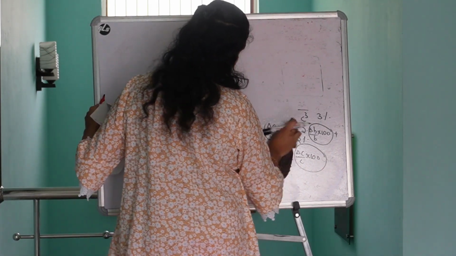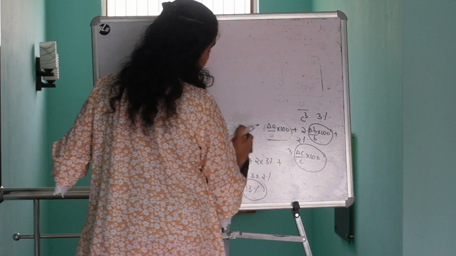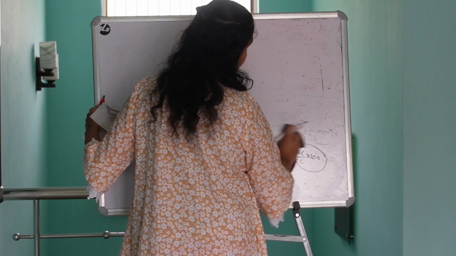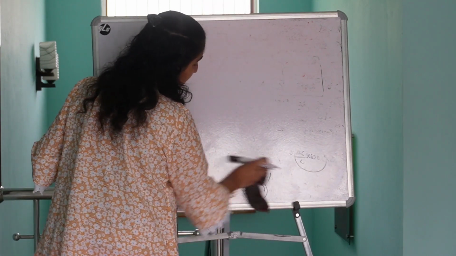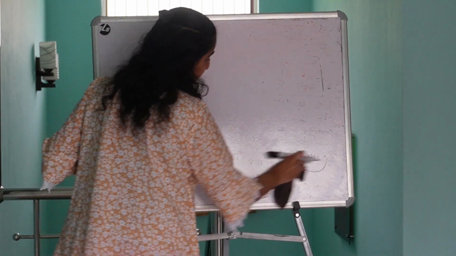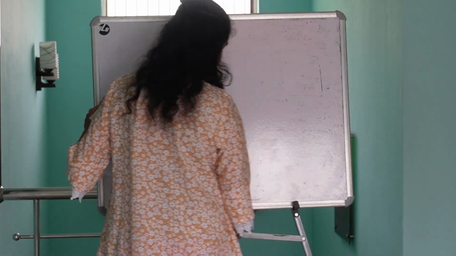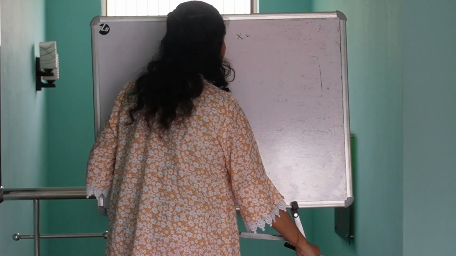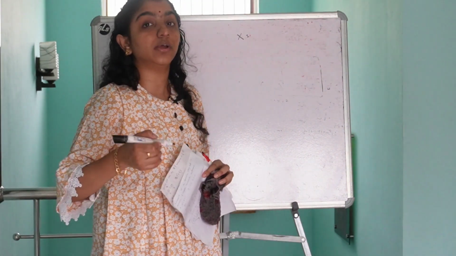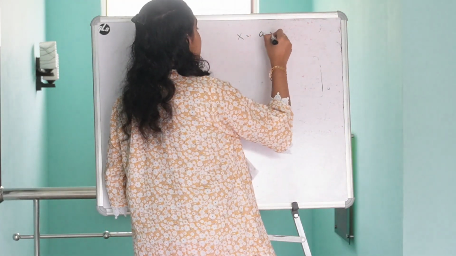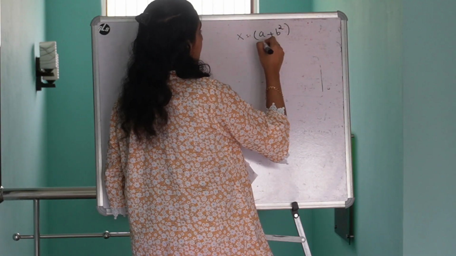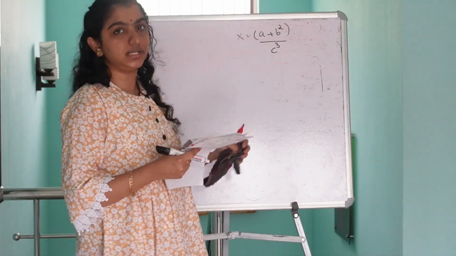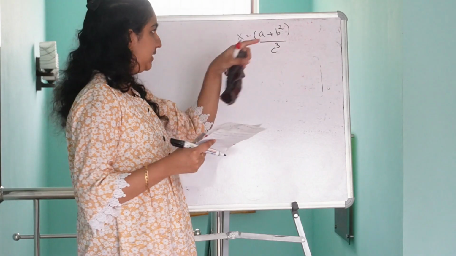We have discussed combination of errors. We have discussed 5 cases of combination of errors, and we have also discussed when more than one operation is involved, how errors get combined. Here, suppose in the question you are given x is equal to (A plus B square) divided by C cube.